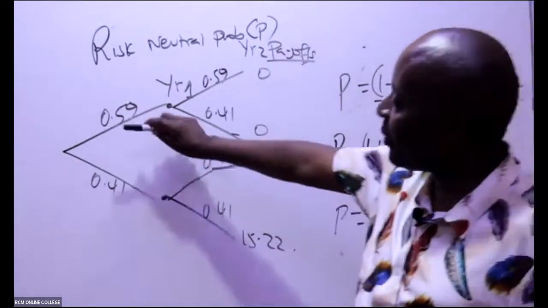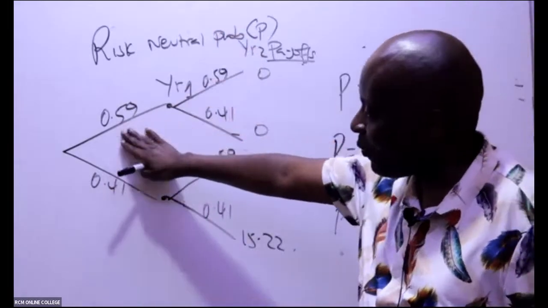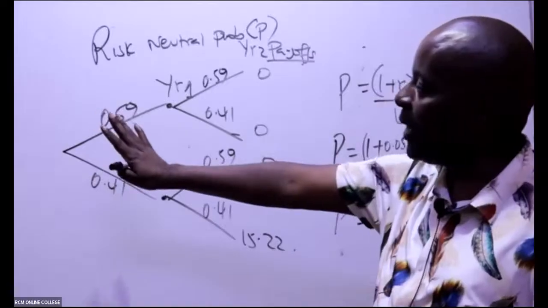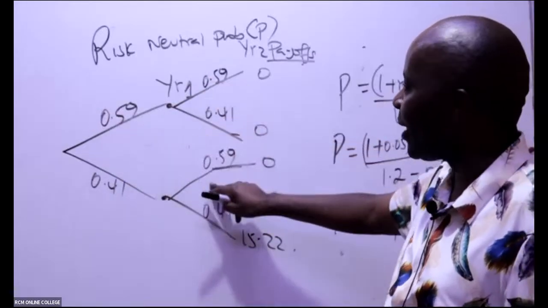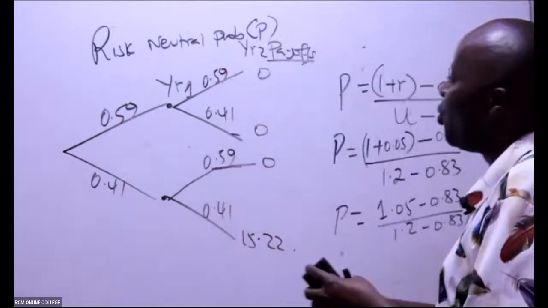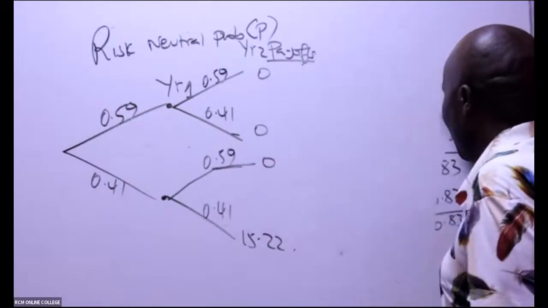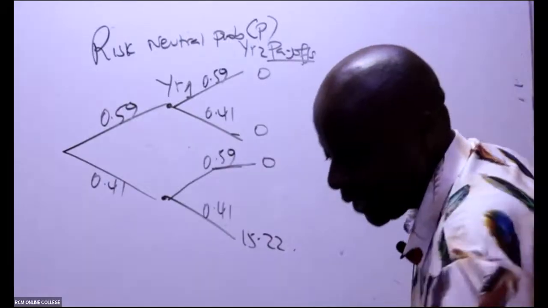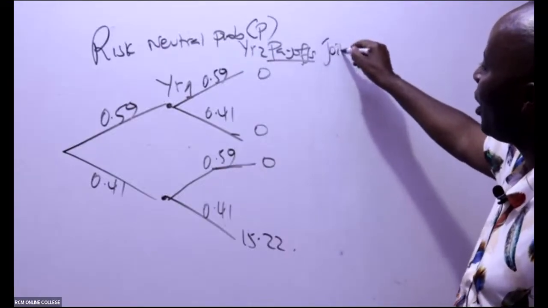Because once you get this 0.59 risk-neutral probability, automatically the other one will be complementary. So 0.59 for the upper one, like that. So you have your payoffs. What you need to do now is give us the joint probabilities, the JPs.